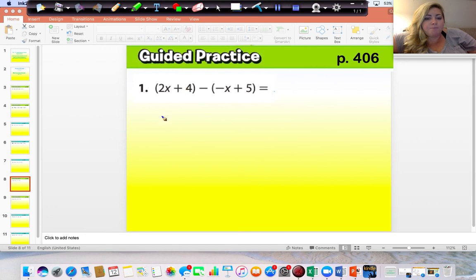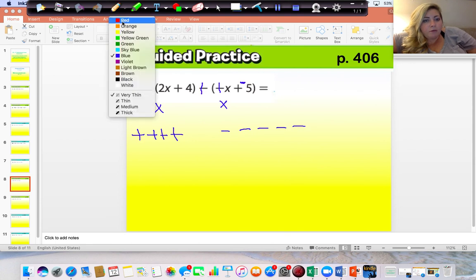Okay, so now we've got 2x plus 4 minus a negative x plus 5. So we've got a minus sign here, so we need to change this to an addition sign. And when we do that, we have to change both signs of this second phrase here, okay? So this negative x becomes a positive x, and this positive 5 becomes a negative 5. So now we've got 2 x's and 1 positive x over here, and we've got 4 positives, and we've got 5 negatives.